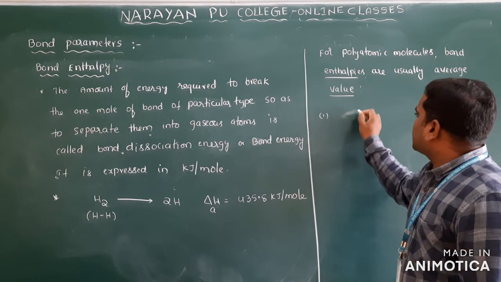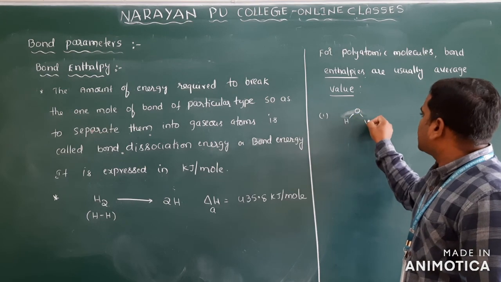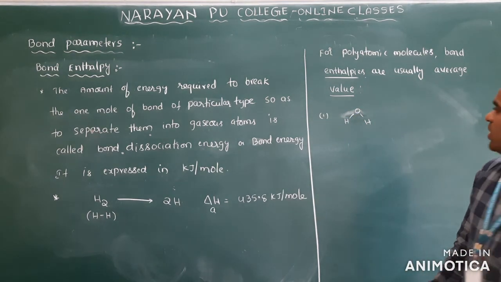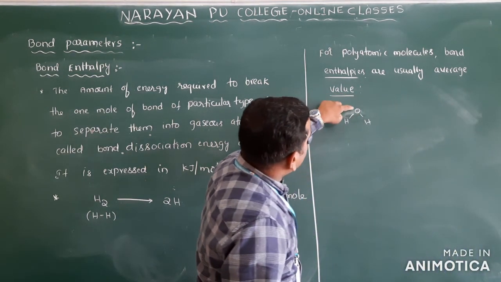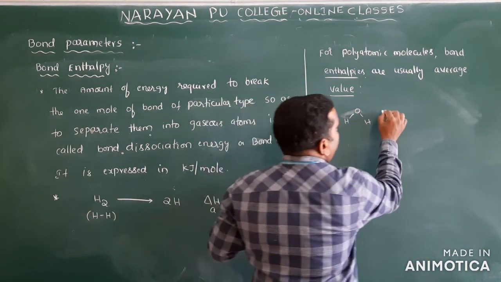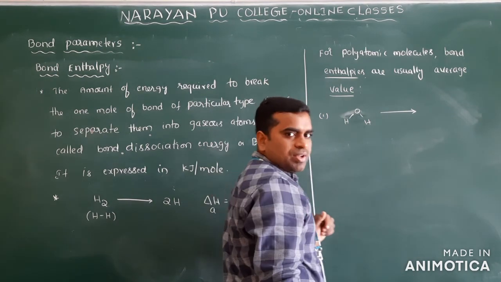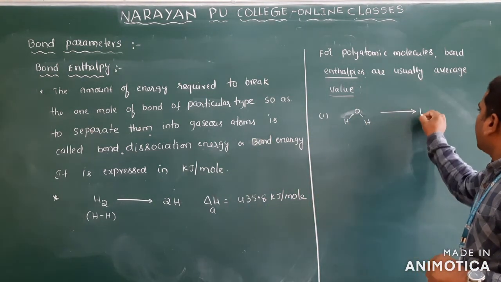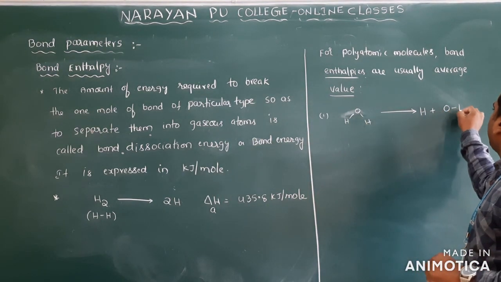H2O molecules. What is the H2O molecule here? Water. This is the water. Clear? So in this one there are two OH bonds: OH bond and OH bond. Clear? First I will break one OH bond. Clear? Then here H plus what will be there?